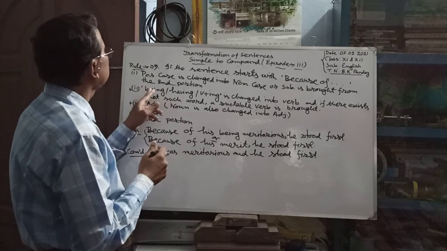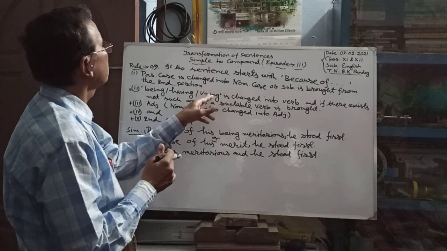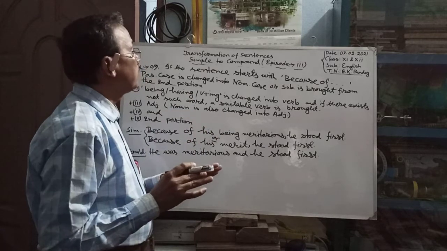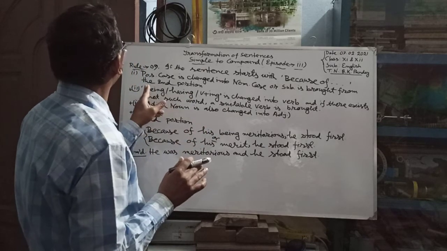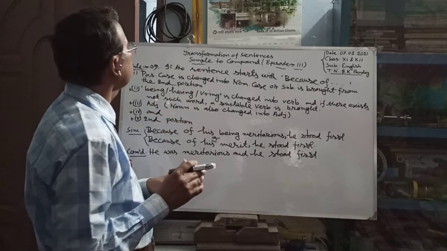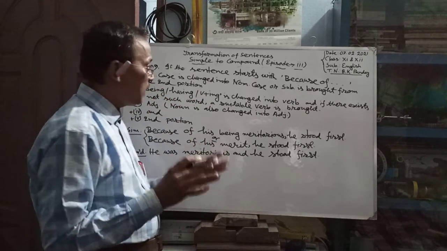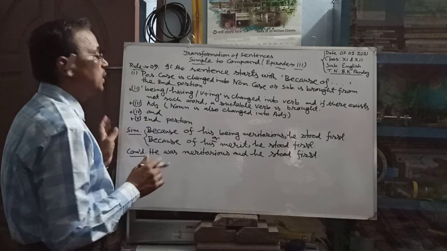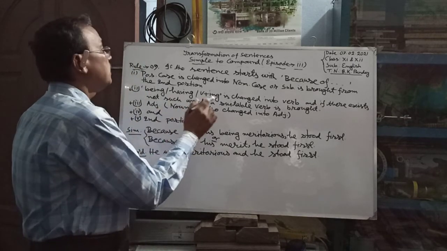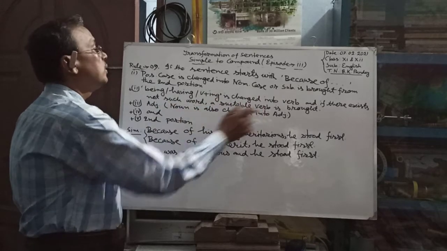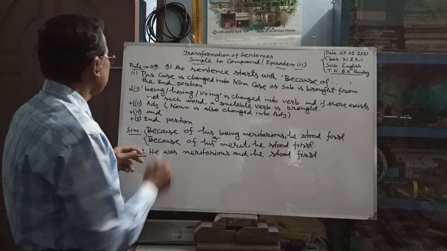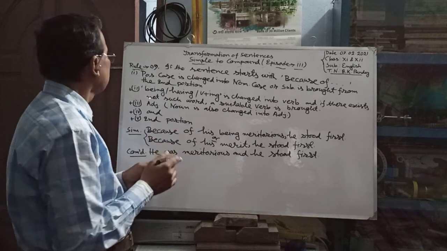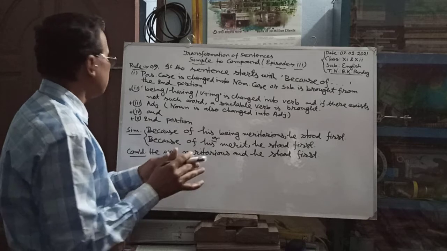Then, if there is being, having, or verb plus ing, it is changed into a main verb. But if there is no being, having, or verb plus ing, we have to bring a suitable verb. Then, give an adjective. If there is a noun, it is also changed into an adjective. Then "and" and then the second portion. If the second portion's subject is a noun, it is changed into a pronoun.